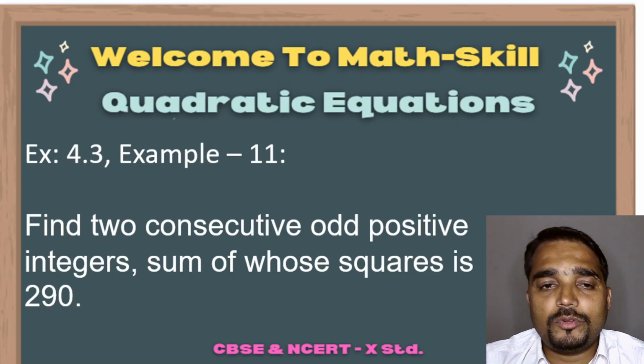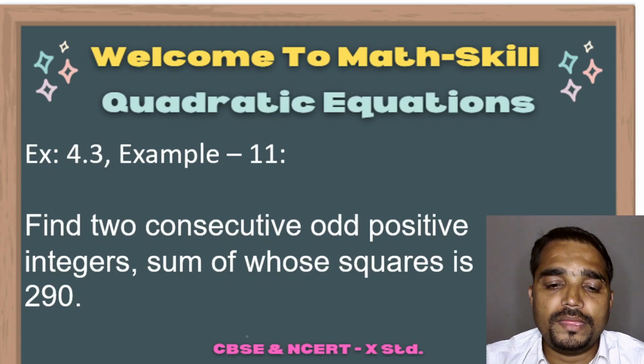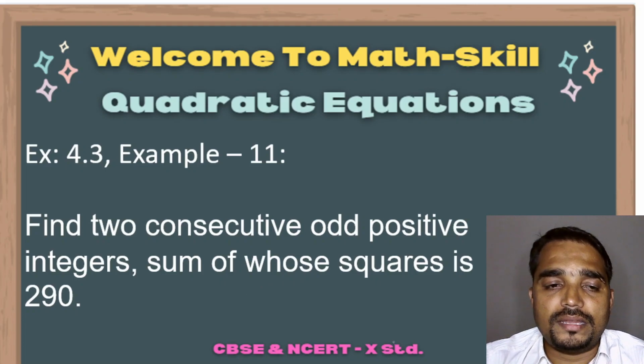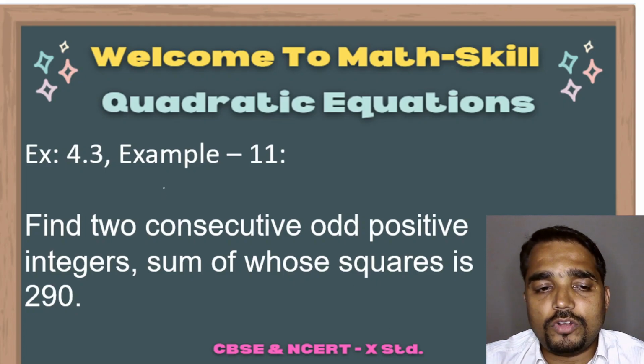Today we are going to discuss the chapter Quadratic Equations. The numerical is: find two consecutive odd positive integers, sum of whose squares is 290. This is part of CBSE as well as NCERT for 10th standard mathematics. This is a solved problem.